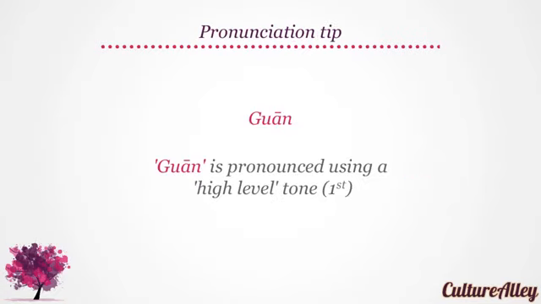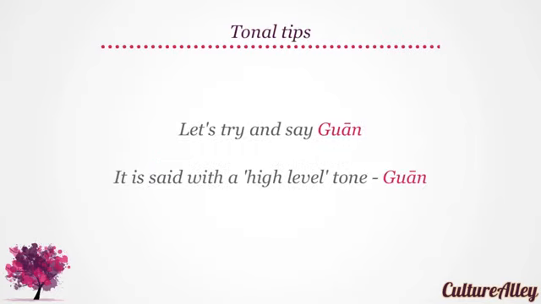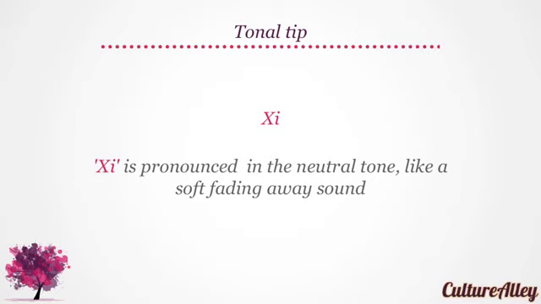Let's move on to the next one. That is 关. 关 is pronounced using a high-level tone. Let's try and say 关. It is said with a high-level tone, like 关. Great! And lastly, let's take a look at 系. 系 is pronounced in the neutral tone. Let's say it one more time. It's 系. That's all for today.